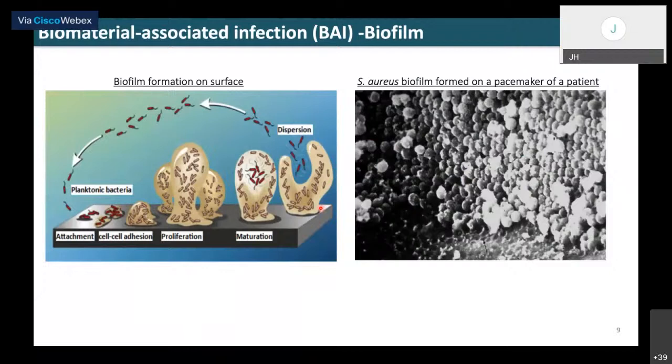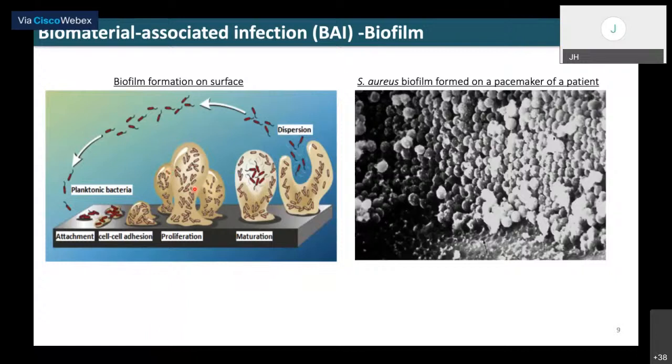You can see this is a surface, any surface. For example, bacteria first get attached onto the surface. Then cell adhesion happens, and then proliferation: they multiply on those catheters or surfaces, producing more and more bacteria. They cover themselves with different types of materials, and they hide within this biomass, which we call the biofilm.